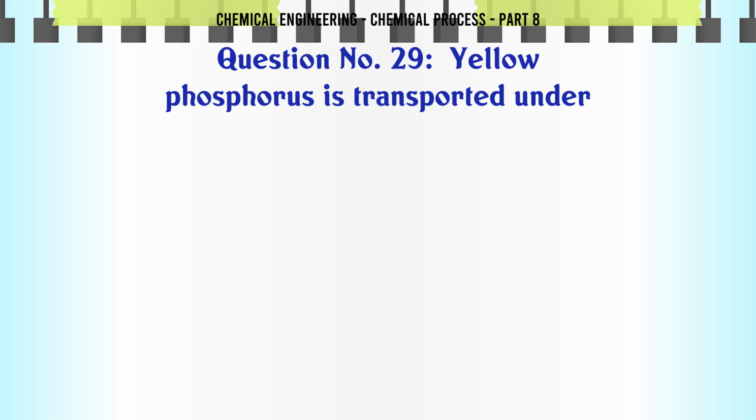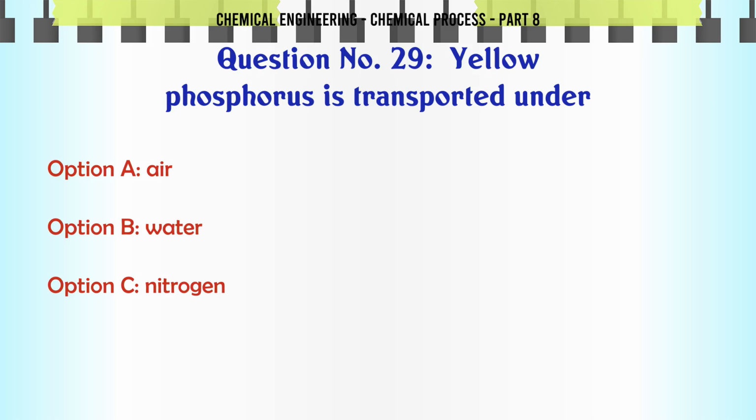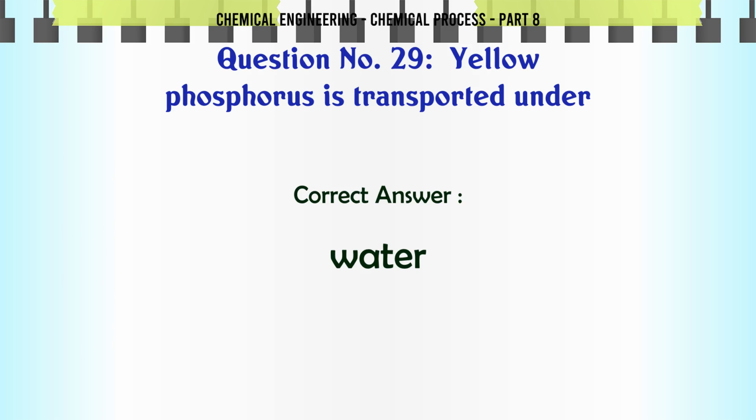Yellow phosphorus is transported under A. Air. B. Water. C. Nitrogen. D. Helium. The correct answer is water.